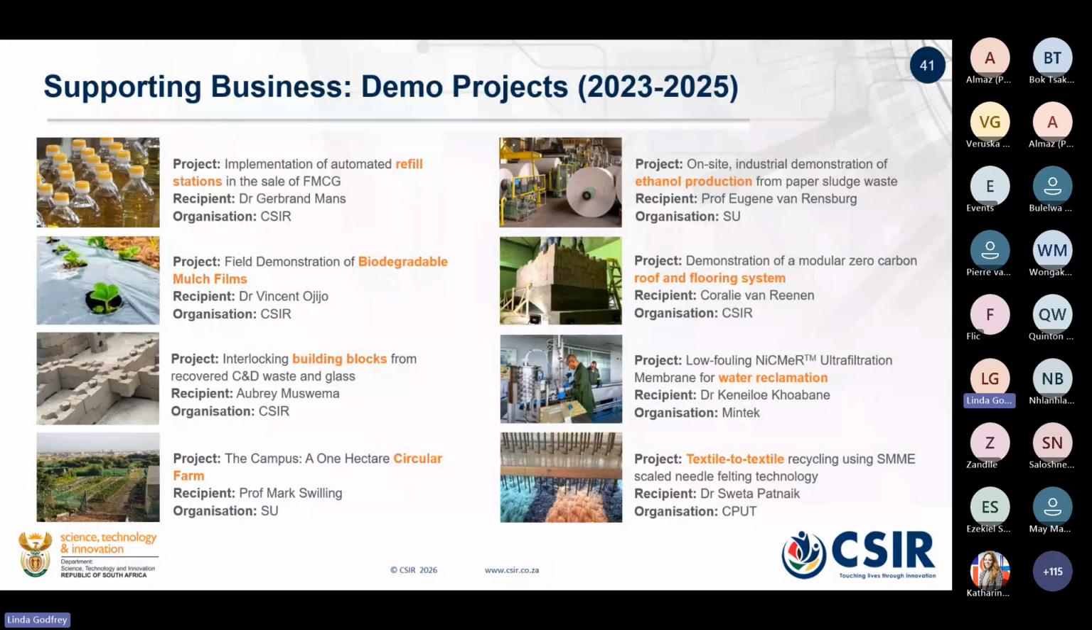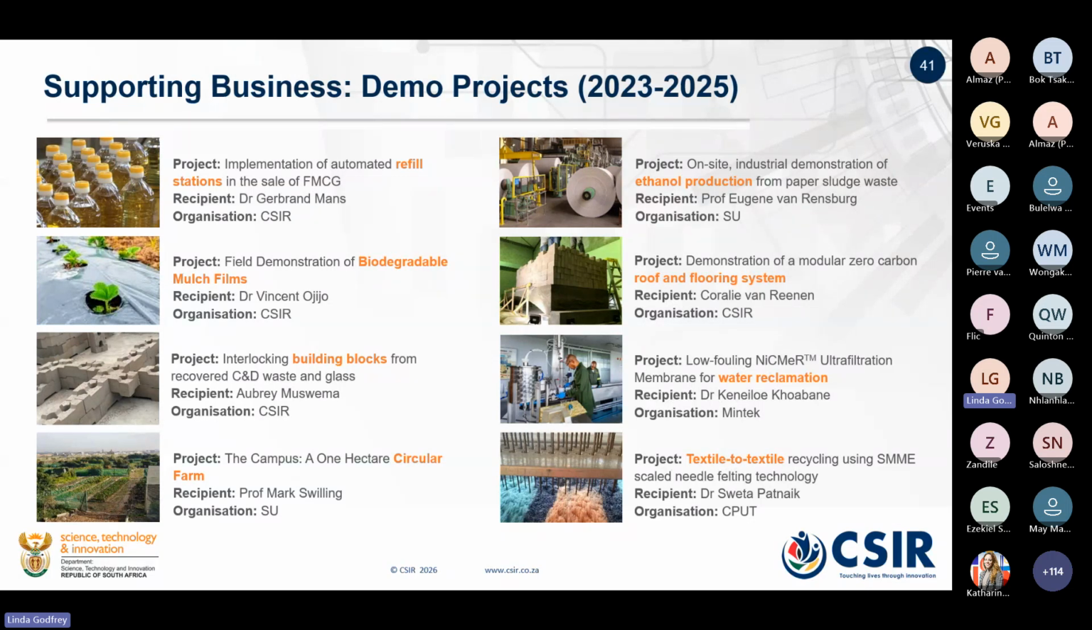There's the project of Professor van Rensburg at Stellenbosch University on ethanol production from paper sludge waste. That project also just wrapped up towards the end of last year. And I think this speaks to the growing topic around green chemicals as part of countries' decarbonization strategies. How do we produce chemicals from alternative sources, not necessarily fossil fuel-based sources?